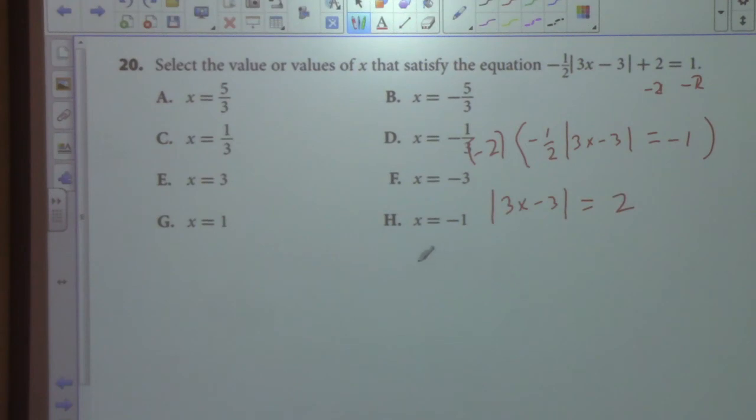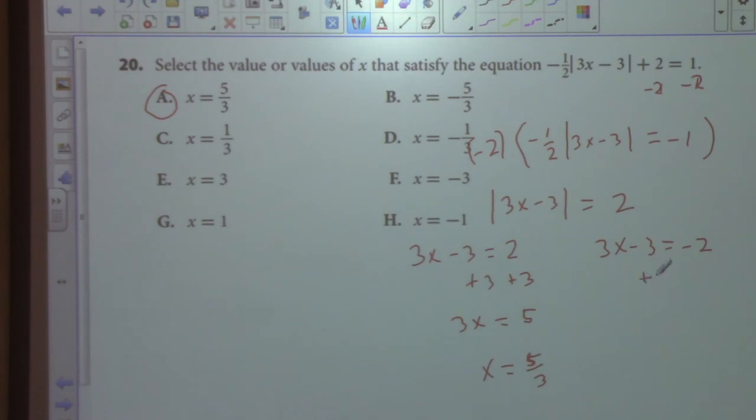Is that right? So we get 3x minus 3 equals 2, and 3x minus 3 equals negative 2. And then we get 3x equals 5, x is equal to 5/3. So it's going to be this one here, right? That's one of them. Okay?